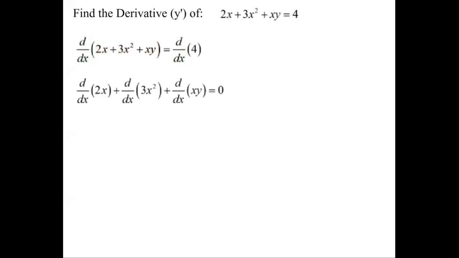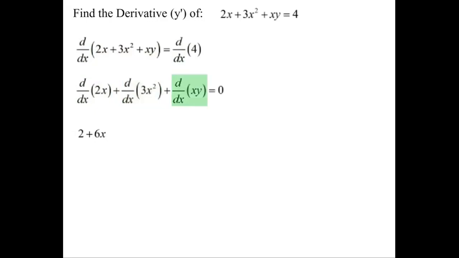Implicit differentiation, level 2. All right, let's jump straight into some examples. Find the derivative of the expression 2x plus 3x squared plus x times y equals 4. So we have an implicit function. So the first step is to take a derivative of both sides. Distributing the derivative sign, we have the following. And so we have that the derivative of 2x is just equal to 2. The derivative of 3x squared is just equal to 6x.